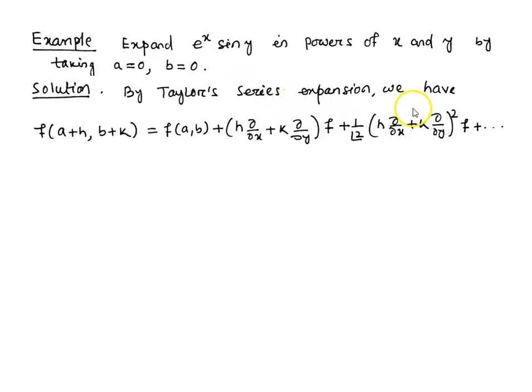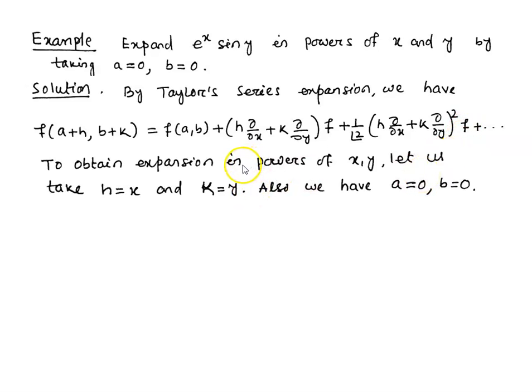By Taylor series expansion, we have f(a+h, b+k) as f(a,b) plus (h ∂/∂x + k ∂/∂y) f plus 1/2! (h ∂/∂x + k ∂/∂y)² f, like this. To obtain an expansion in powers of x and y, let us take h as x and k as y.